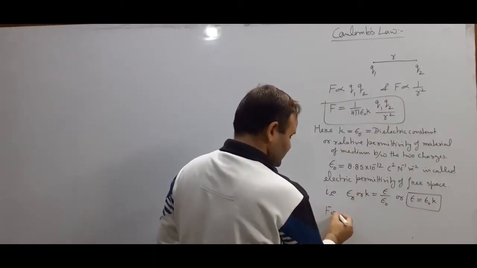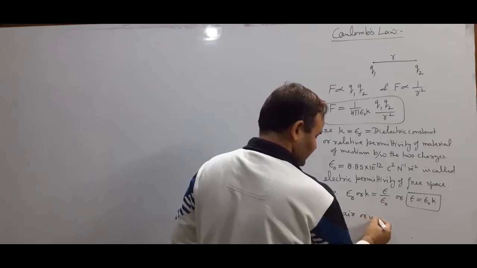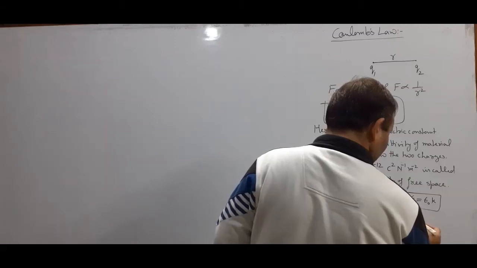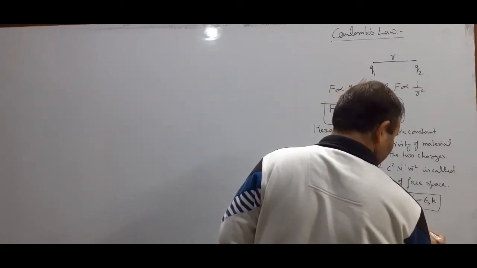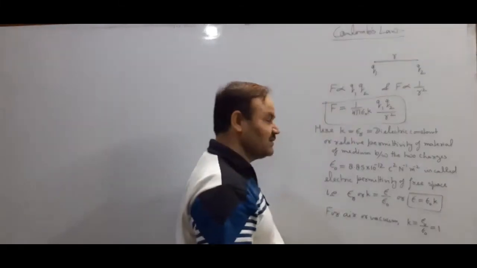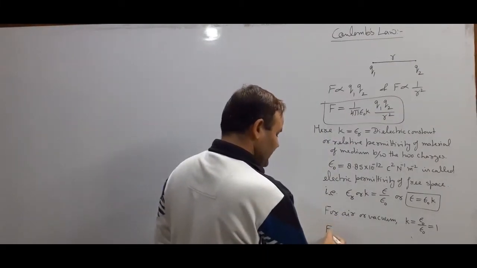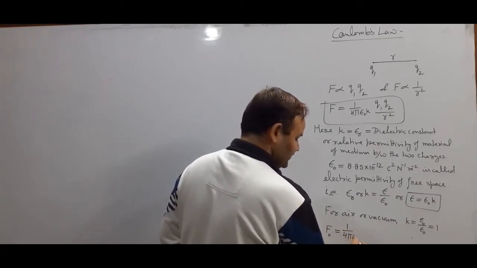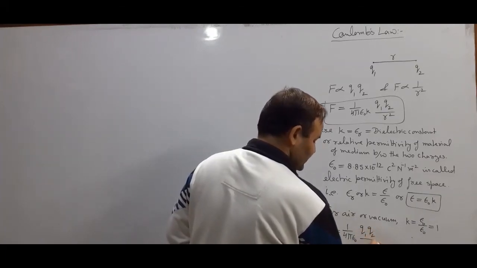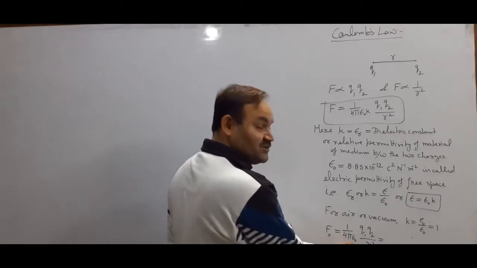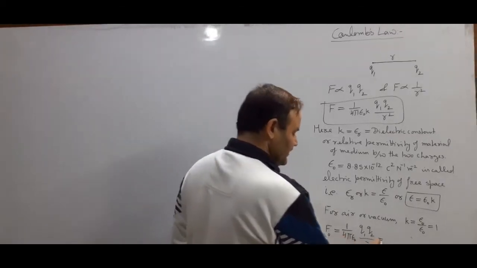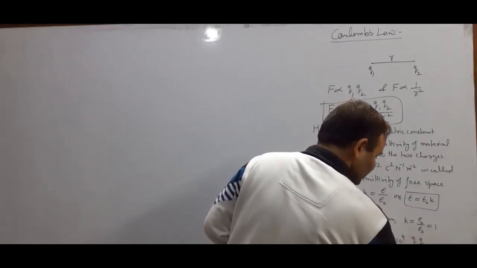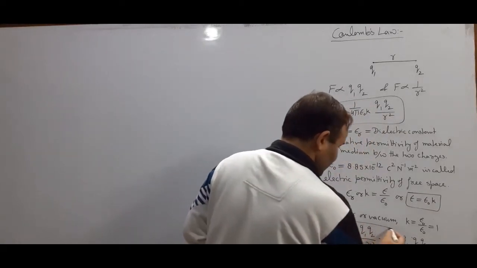For air or vacuum, K is equal to epsilon naught upon epsilon naught, that is 1. So force between charges when placed in vacuum will be 1 over 4 pi epsilon naught Q1 Q2 upon r square. If we substitute the value of epsilon naught here, then it will come out to be 9 into 10 to the power 9 Q1 Q2 upon r square.